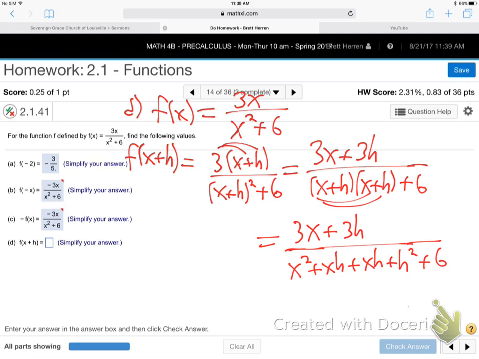Like that. And then just same thing, we're going to gather like terms down here, right? XH and XH is 2XH. So in fact, how about I just save time and effort? Just combine these two, 2XH. So there's the answer on that one.